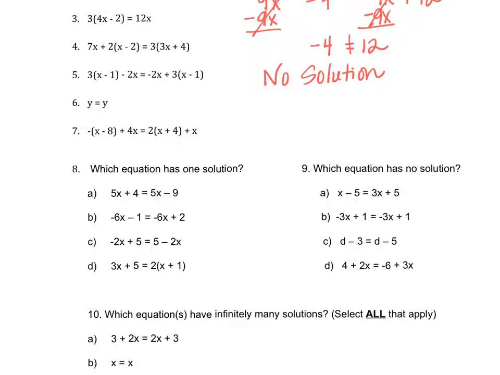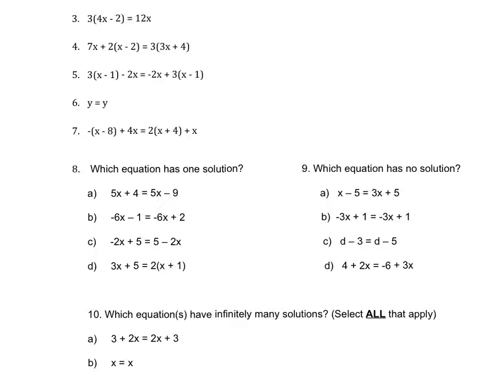You can always back up the video if you need to back it up and look at the problem, and pause it. Okay, number 5. 3 parenthesis x minus 1, close parenthesis minus 2x, equals negative 2x plus 3 parenthesis x minus 1.